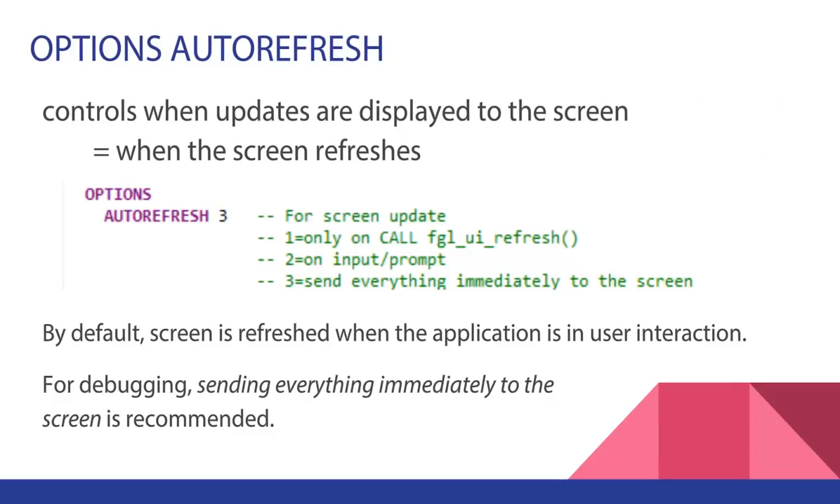Auto-refresh statement specifies how often the screen refreshes when the program runs. For debugging reasons, the third option is recommended because it will allow the user to see all the updates. However, it reduces performance significantly, so you should return to the default option when debugging is over.